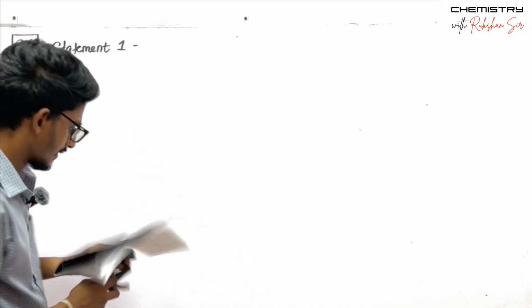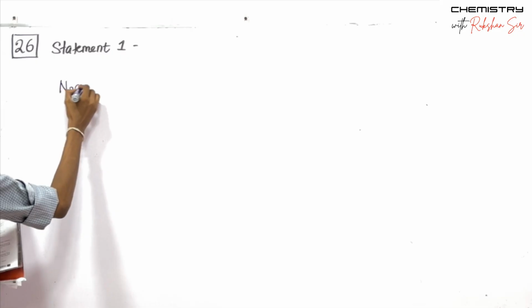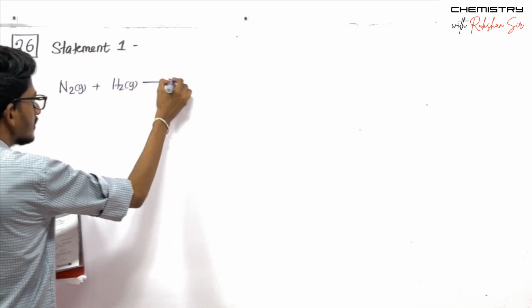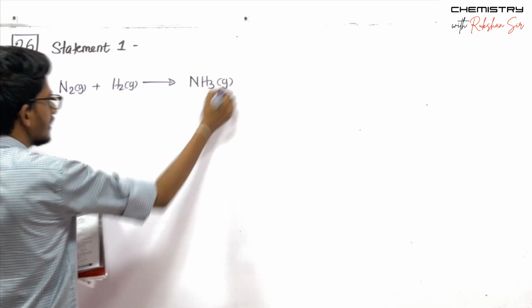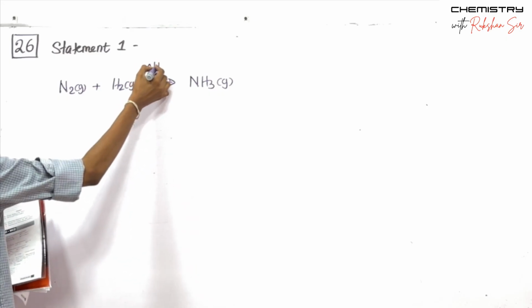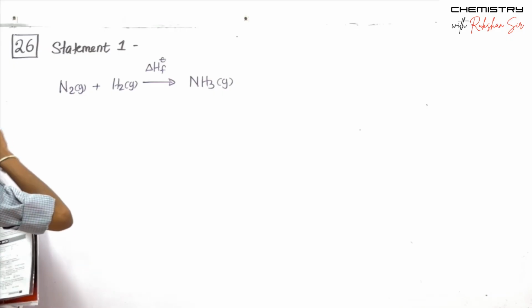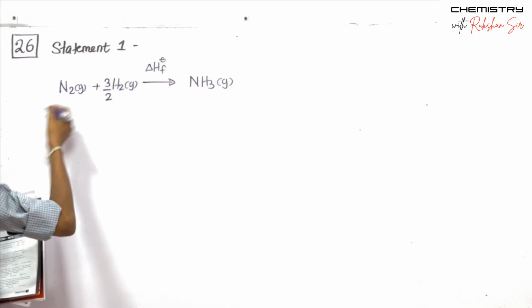So let's discuss this. This is about this reaction: N2 gas reacting with H2 gas to form the NH3 gas. So this is a kind of formation enthalpy of the NH3. You can write it like this.